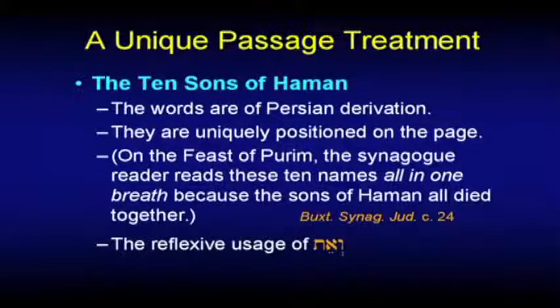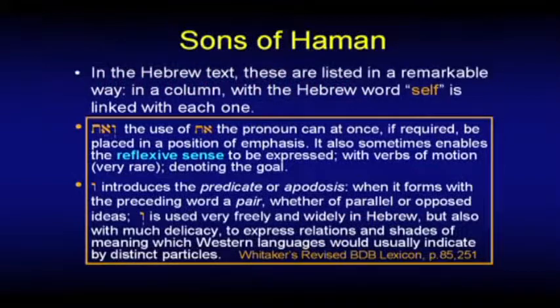and, but it's a very strange use of the Vav and the Aleph and the Tau. It's used reflexively. I'll get into that here for a little bit, but for those that are interested in this. They're listed in a remarkable way in a column, and the word self is linked with each name. Now, this peculiar Aleph and Tau, this et term, is a pronoun that can, at once, if required, be placed in a position of emphasis.